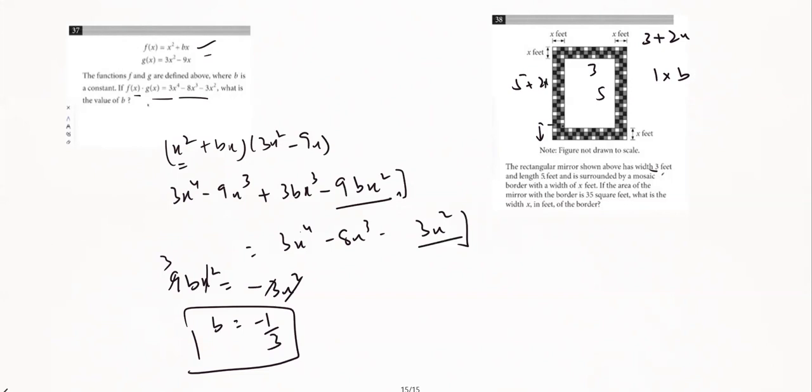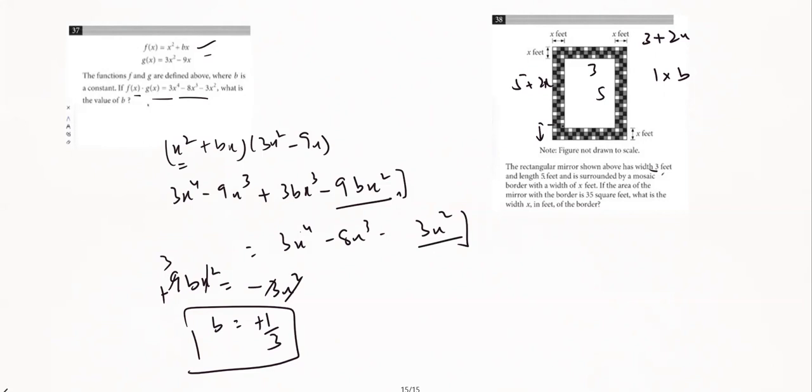Wouldn't it be positive 1/3? Are you getting a positive? Because this is negative. Yes, negative 9 negative, they cancel out. Yes. So plus 1 upon 3.